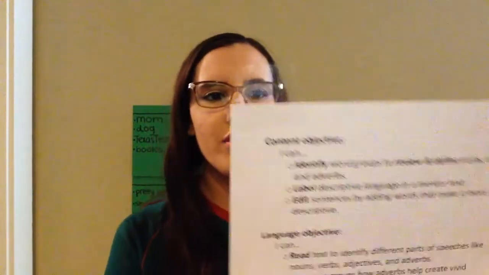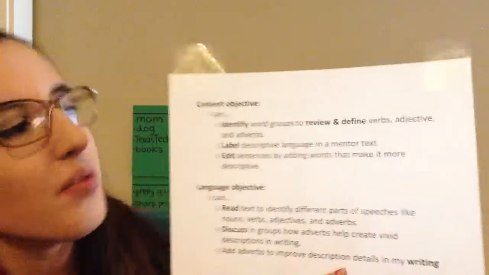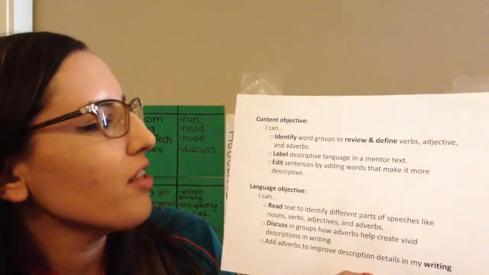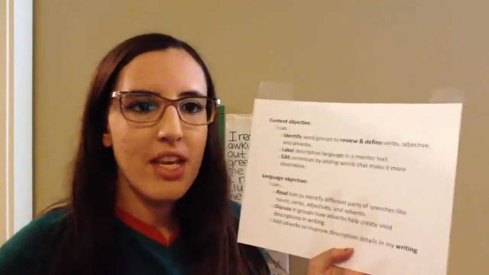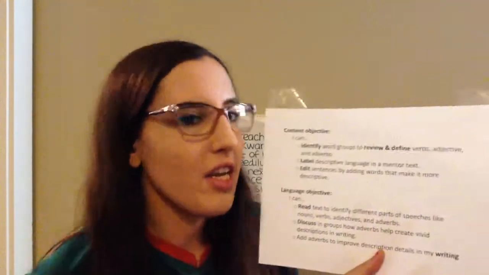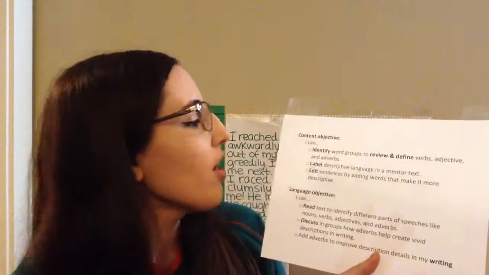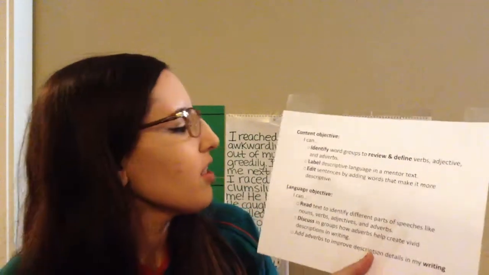Okay class, today we are going to start by reading our content and our language objectives, which we have right here. I'm going to go ahead and read them one by one, and we're going to review what we're going to be doing with each of them. So the first content objective says, I can identify word groups to review and define verbs, adjectives, and adverbs. Verbs, adjectives, and adverbs are all parts of speech that we've discussed already, and we are doing a review over them in order to make our writing better. And you are going to have to identify these words in sentences.